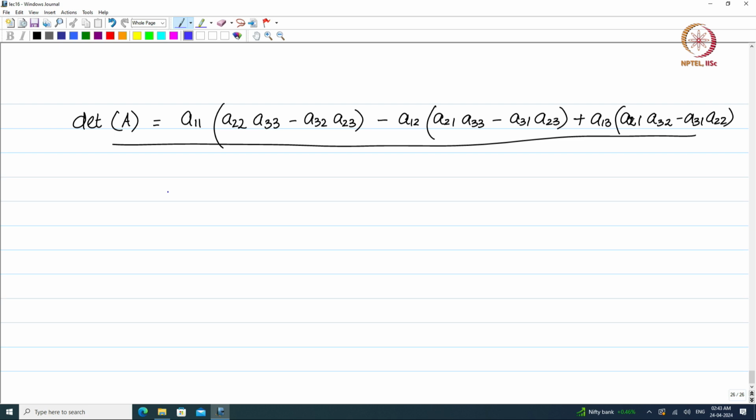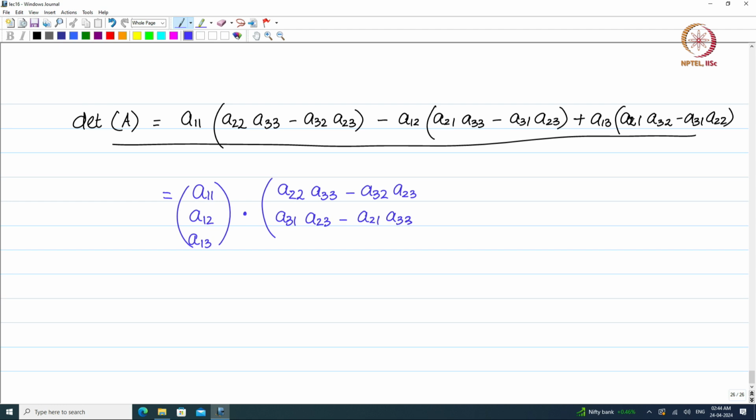I can write this as (A11, A12, A13) dot product with the vector (A22 A33 minus A32 A23, A31 A23 minus A21 A33, A21 A32 minus A31 A22). This is what we have.